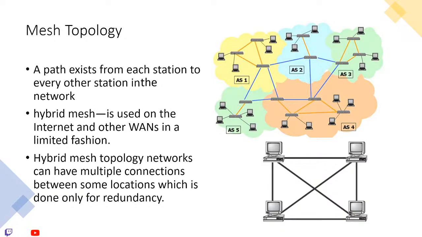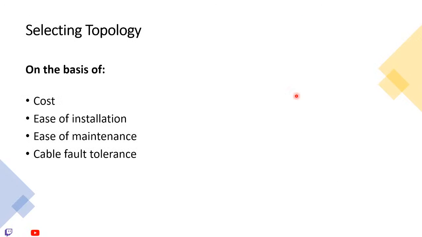So the next is how to select the topology. We select the topology on the basis of cost, ease of installation, ease of maintenance, and cable fault tolerance, thinking of the fault tolerance also.